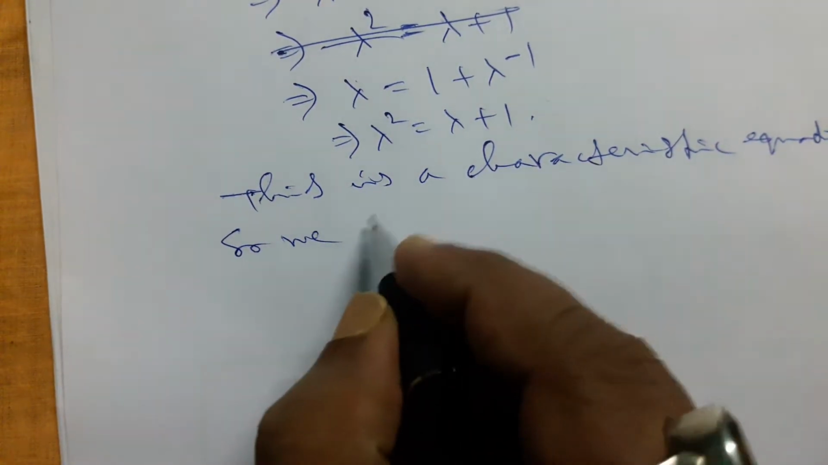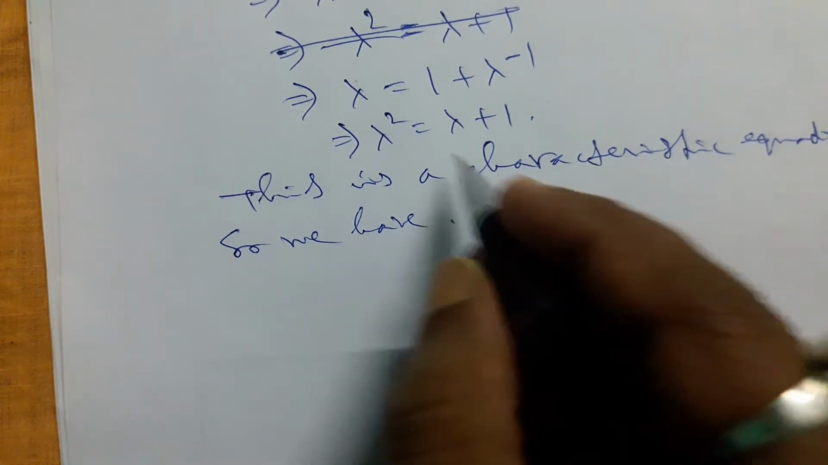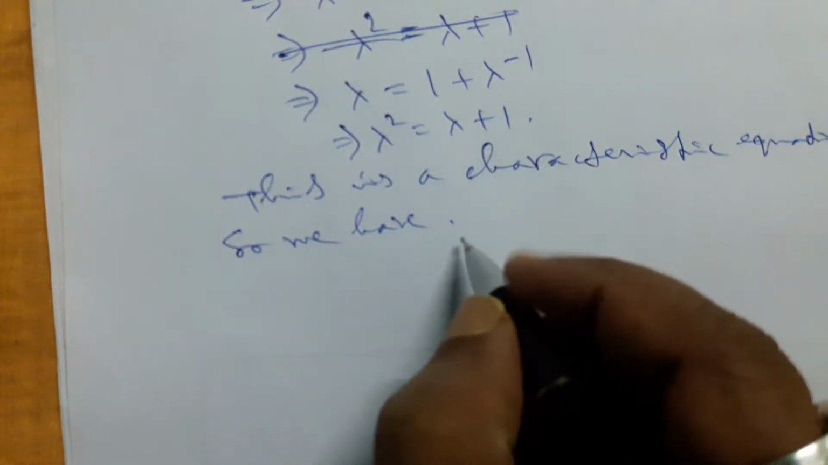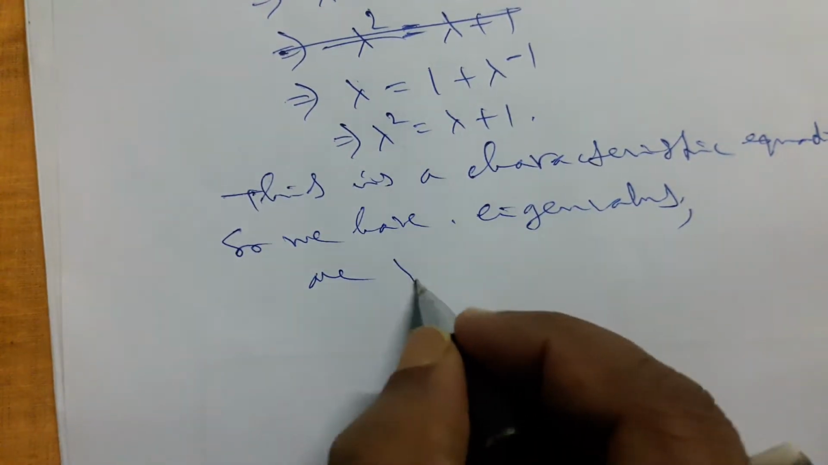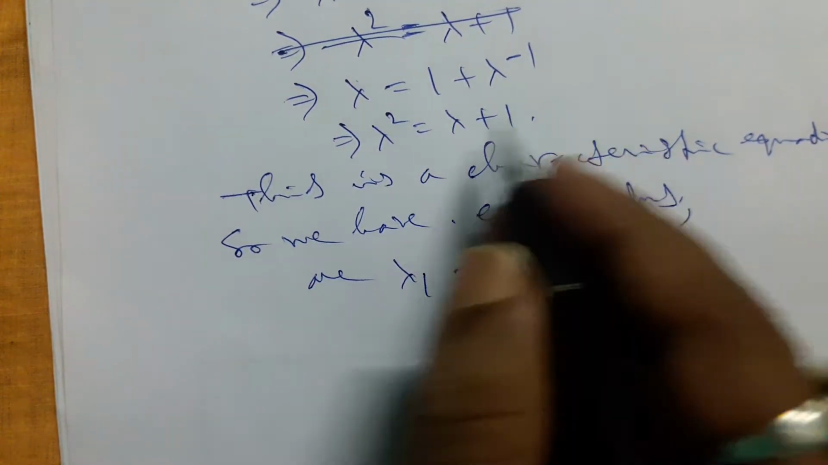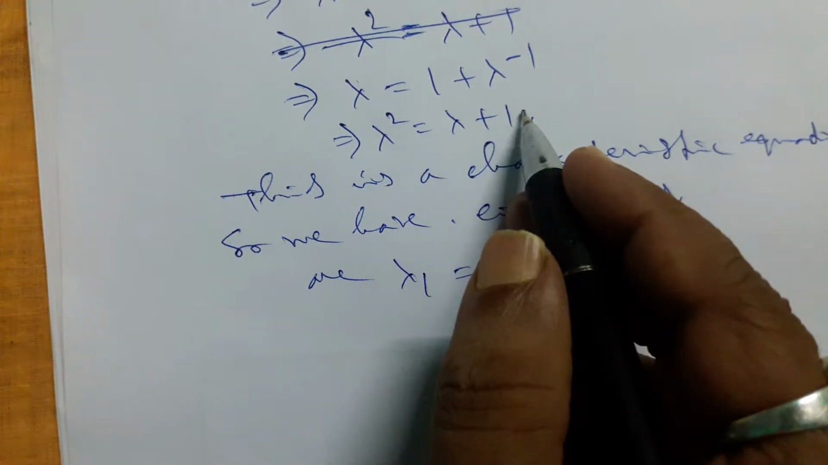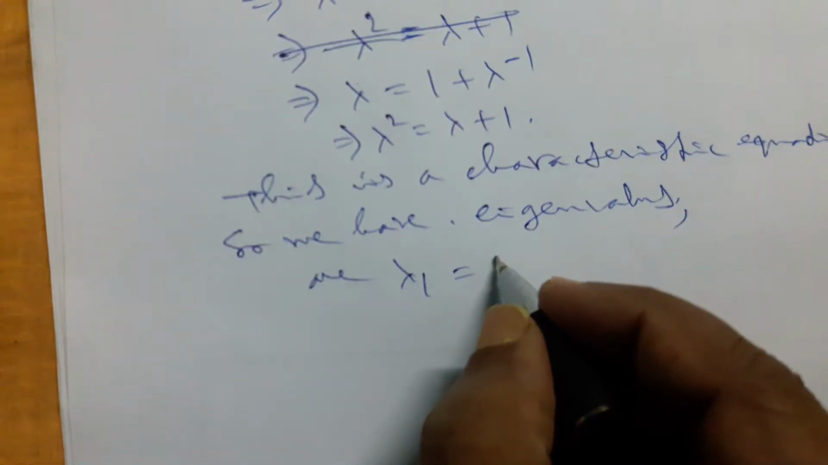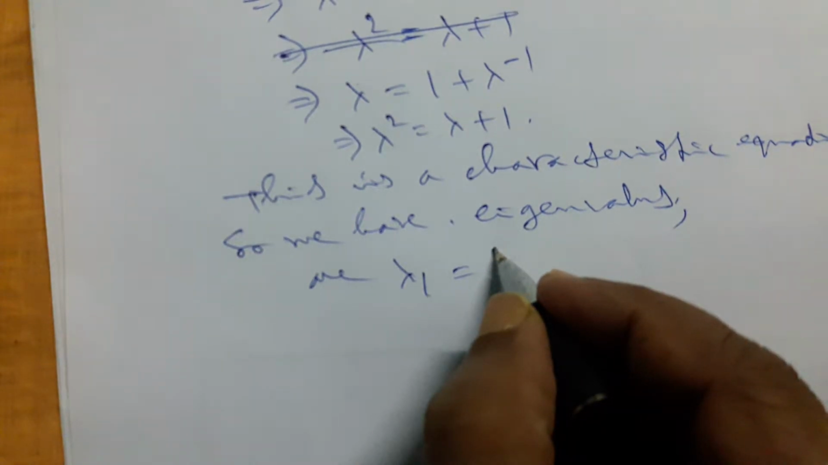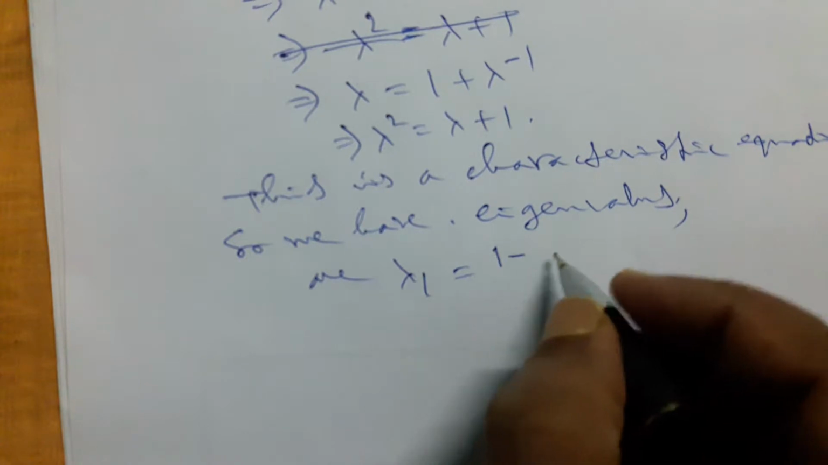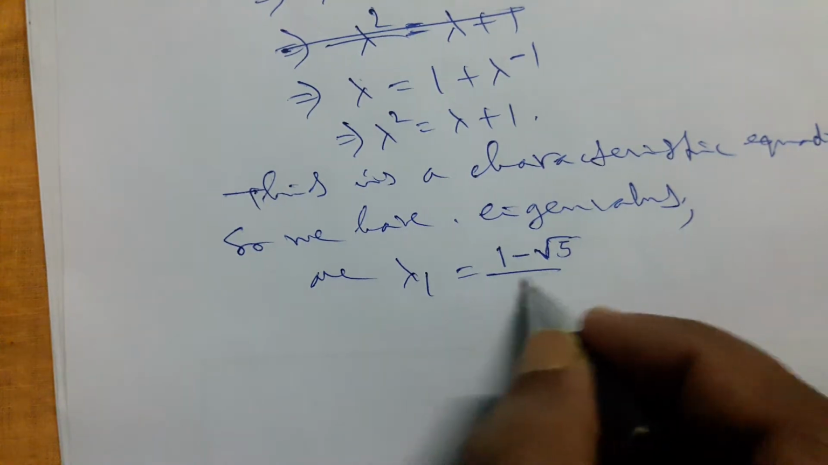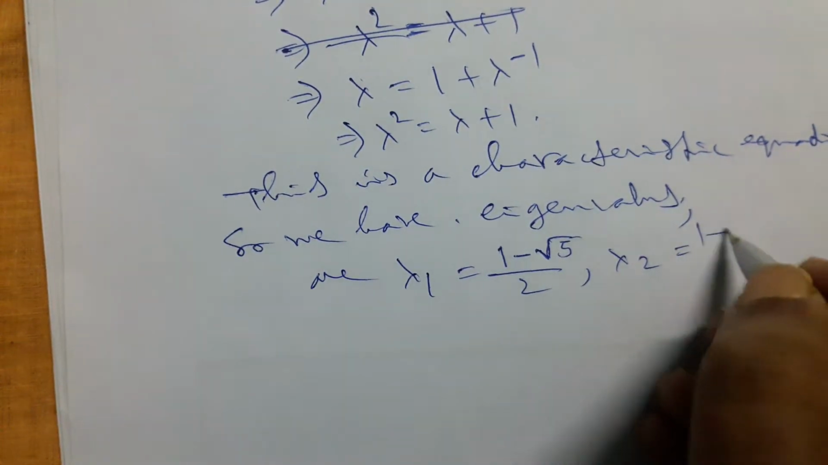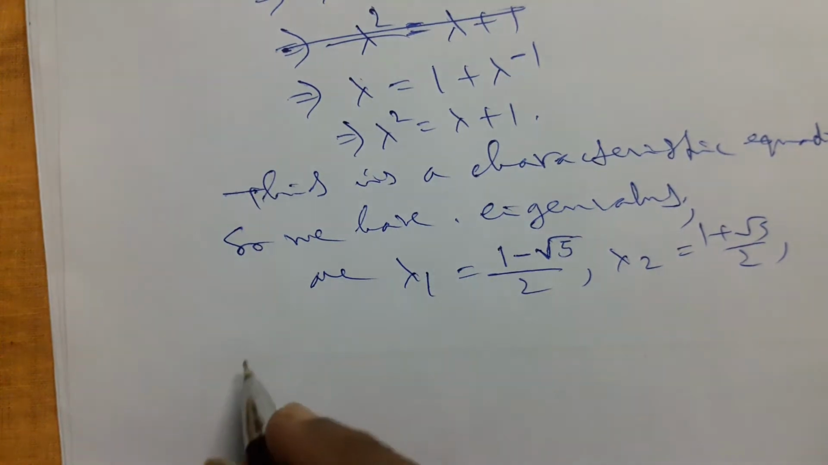So, since this is a characteristic equation, we have eigenvalues. We find lambda 1 by the Sridharacharya formula: minus b plus or minus the root of b squared minus 4ac, over twice a. For the quadratic equation we take one value positive and one negative, so lambda 1 equals (1 minus root 5) by 2, and lambda 2 equals (1 plus root 5) by 2.